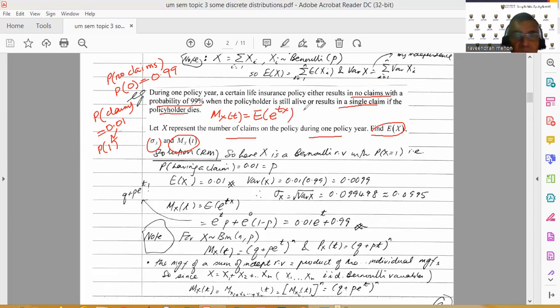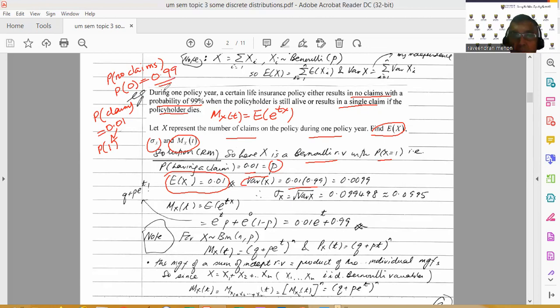Okay, let's look at my solution. Because X can only take two values, 0 and 1, X is a Bernoulli random variable. The probability X equals 1, which I just gave you, is 0.01, and let's just call that p. So we know from our early discussion, the expected value of X is just p, so it's 0.01. And the variance of X is p times 1 minus p. What is 1 minus p? 0.99, correct?